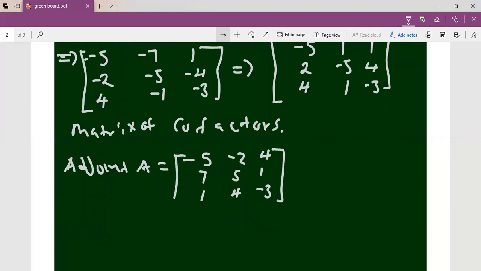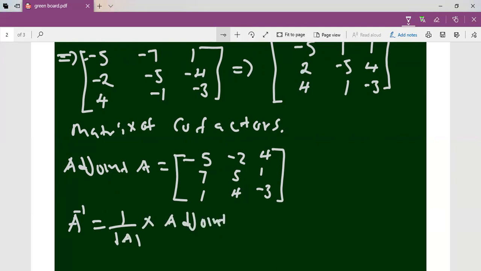So this is our adjoint. All right. Now, what we are going to do now is we are going to say, what is our inverse? We've said the inverse is 1 over determinant of A times adjoint.